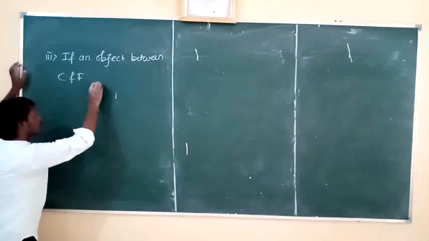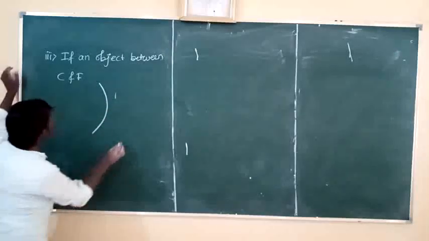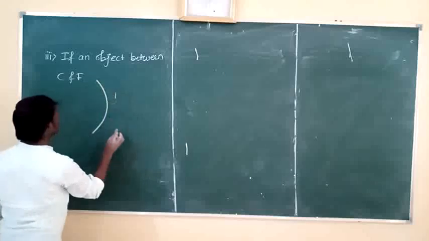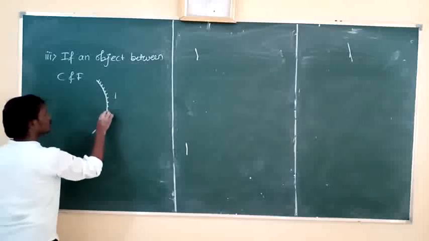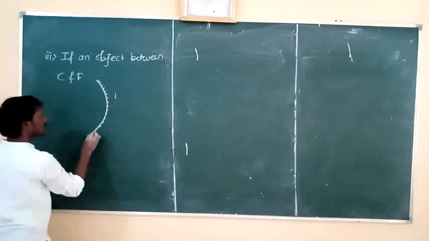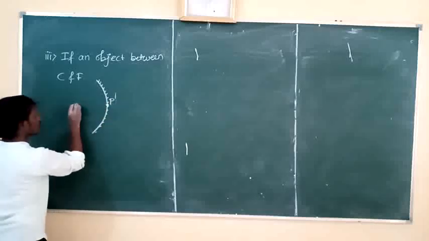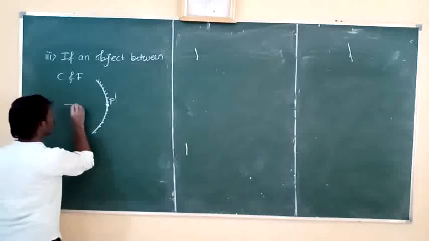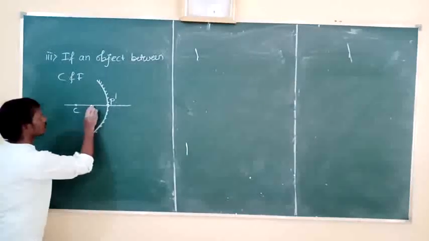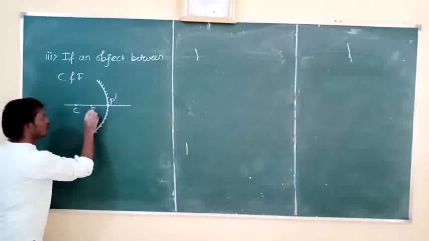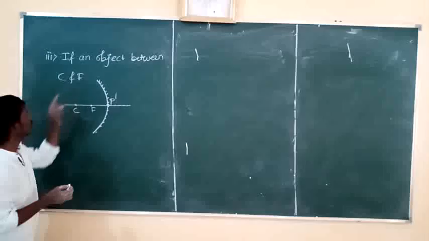Now let us consider a concave mirror. Pole, center of curvature, the line passing through the center of curvature and pole is called the principal axis. And focus. Focus is at the middle of C and P. Now where is the object? Object in between C and F.